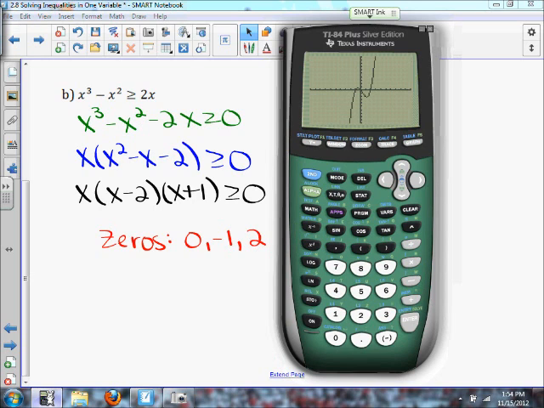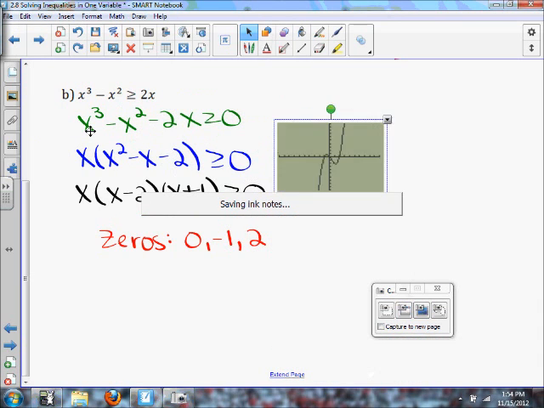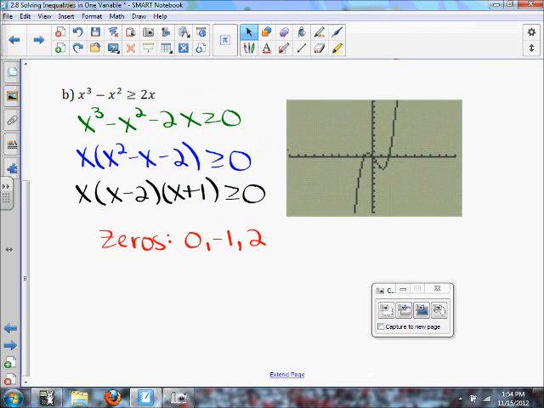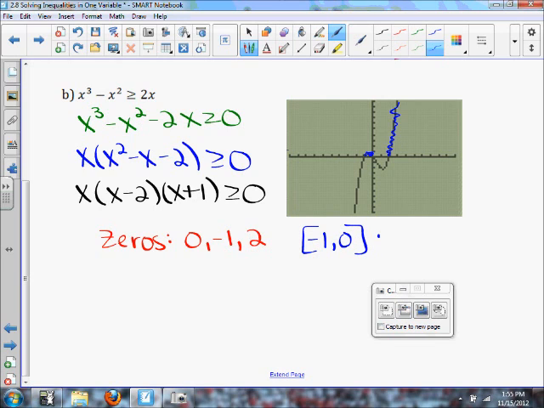you should see where this is greater than or equal to 0. Well, it's greater than or equal to 0 right up here and up here. So your answer will be -1 to 0 in union with 2 to infinity. That's where it's going to be greater than or equal to 0.